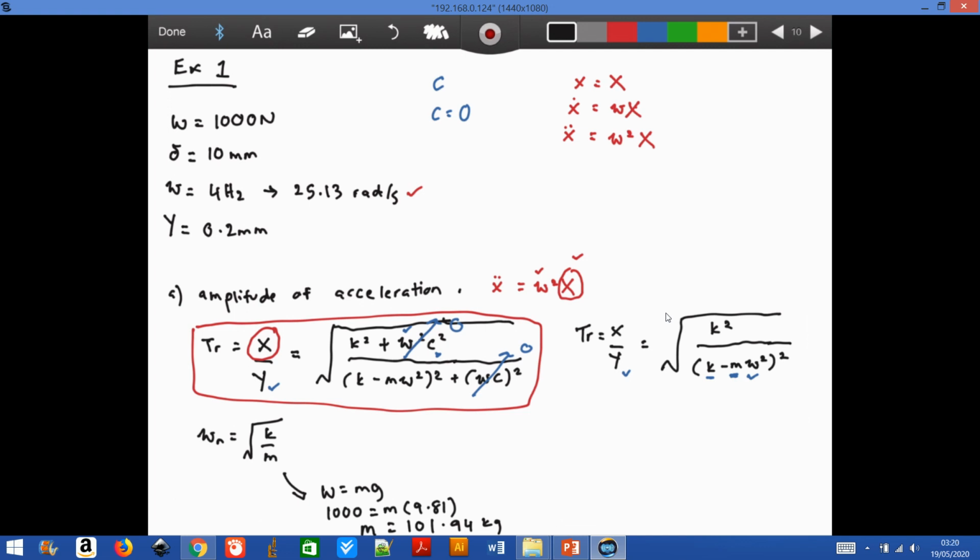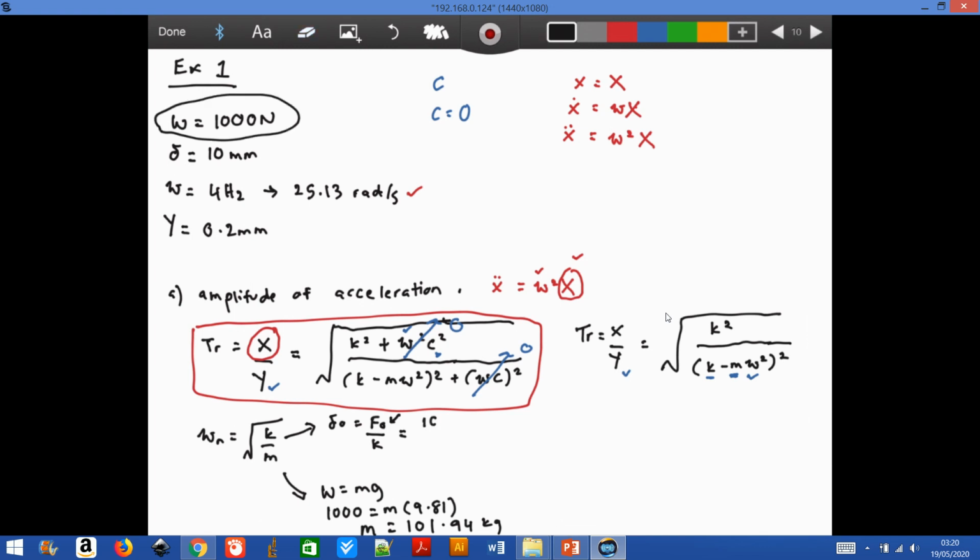So how do we define the k? Okay. In order to find the k, we know that static deflection is actually Fo over k. So Fo, which is the excitation force, is coming from this weight.